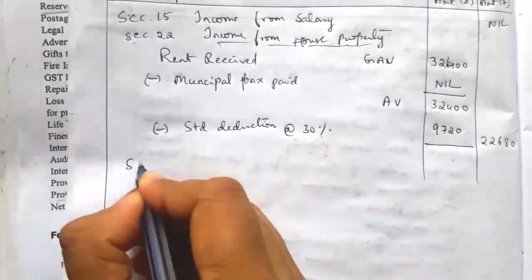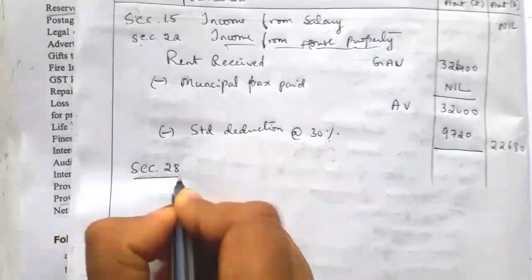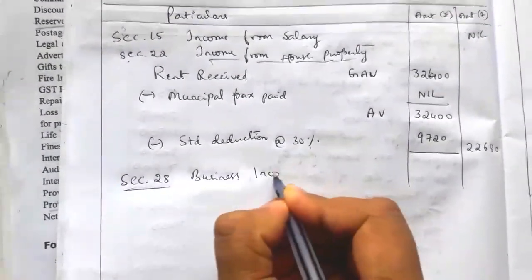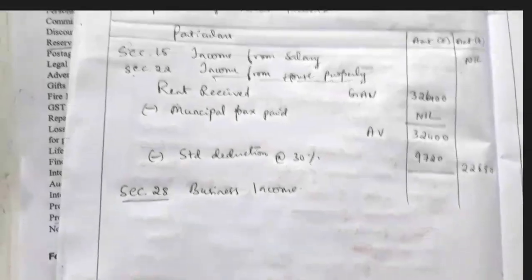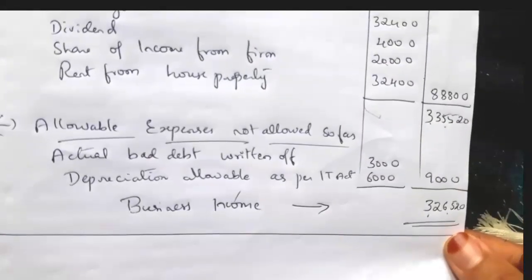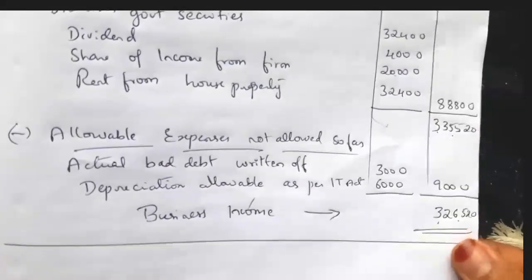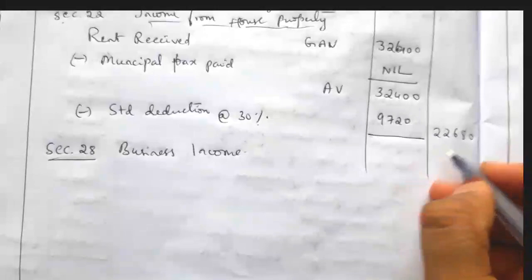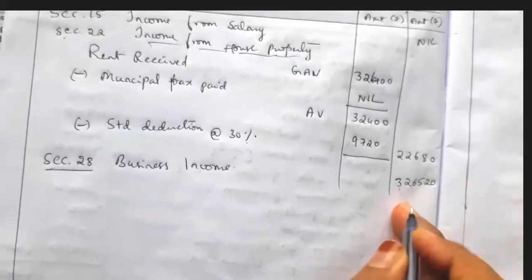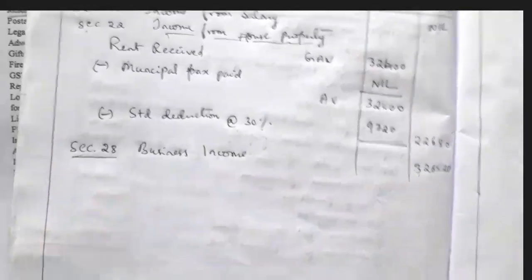Next, section 28 is about business income and professional income. Mr. Kumar is engaged in a business activity, so he earns business income. How much? It is rupees 3,26,520. It is taxable under section 28. So under section 28, 3,26,520 is the income to be taxed as business income.